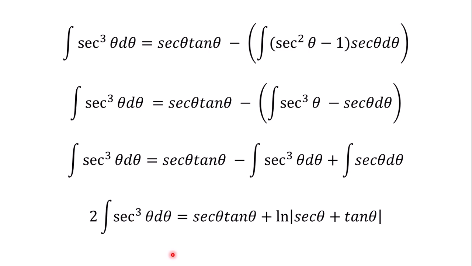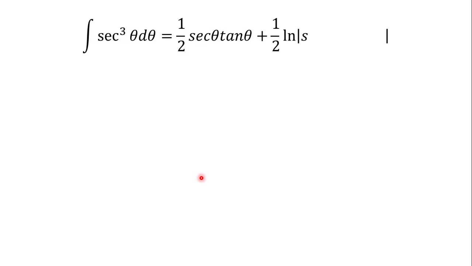So let's multiply 2 by 1/2. When you multiply 2 by 1/2, 1/2 times 2 gives us 1. So this integral here will be equal to the whole of this times 1/2, and that is going to give us 1/2 times secant theta tan theta plus 1/2 natural log of the absolute value of secant theta plus tan theta.